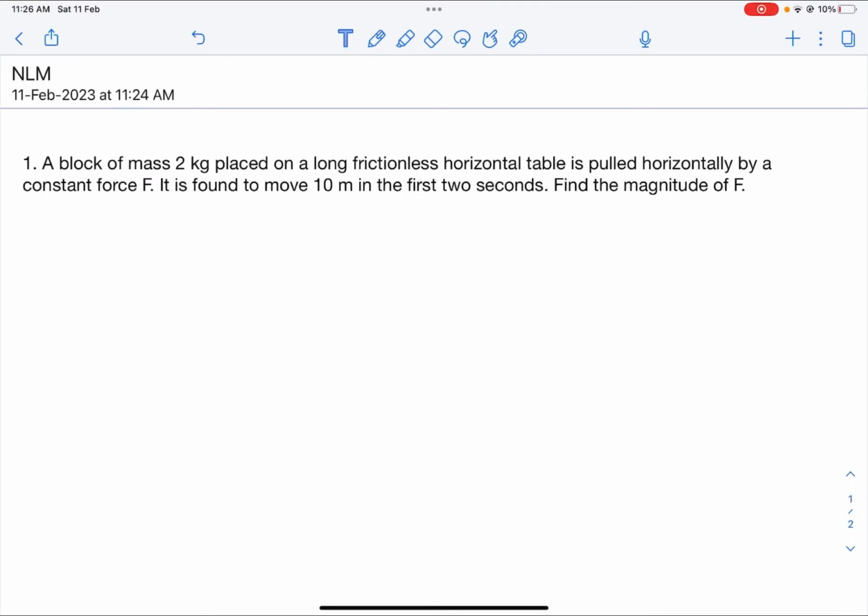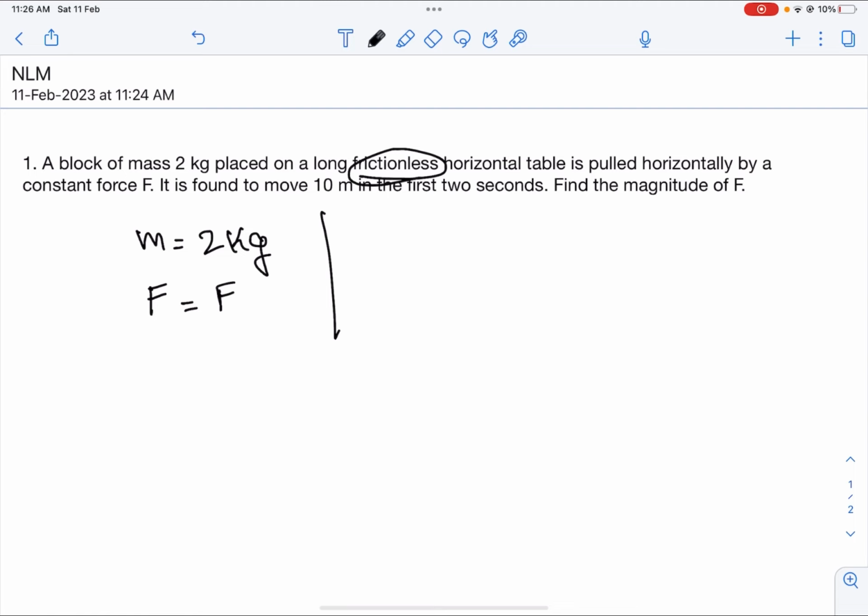Today we are going to discuss the numericals from the H.C. Verma textbook for the chapter Newton's Laws of Motion. So the first question in the exercise section is as shown here. A block of mass 2 kilograms, placed on a horizontal frictionless surface, is pulled horizontally by a constant force F. It is found to move 10 meters in the first 2 seconds. And we have to find the magnitude of the force.